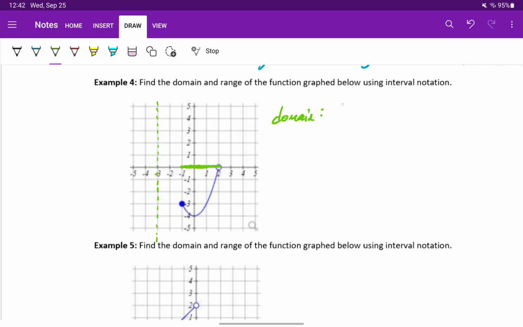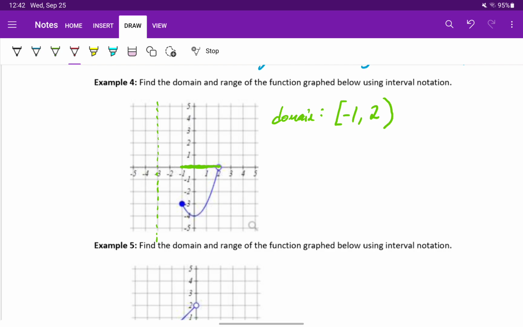So our domain would be closed bracket -1 to 2 with an open bracket or a rounded parenthesis. Keeping in mind that the square bracket means that value is included as part of the domain. In this case, because we have that filled-in circle when x is equal to -1, and we have an open circle when x is equal to +2, we use that rounded parenthesis to indicate values up to but not including 2 are part of the domain.